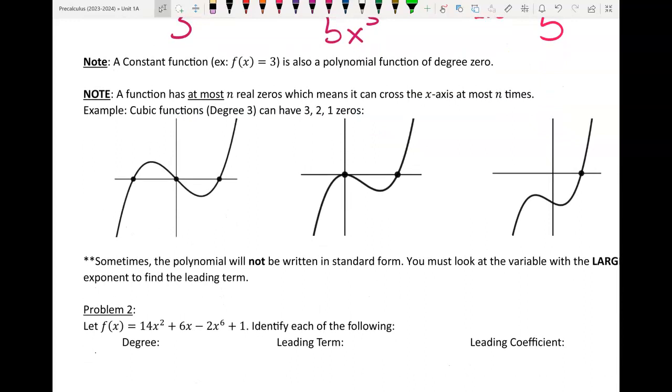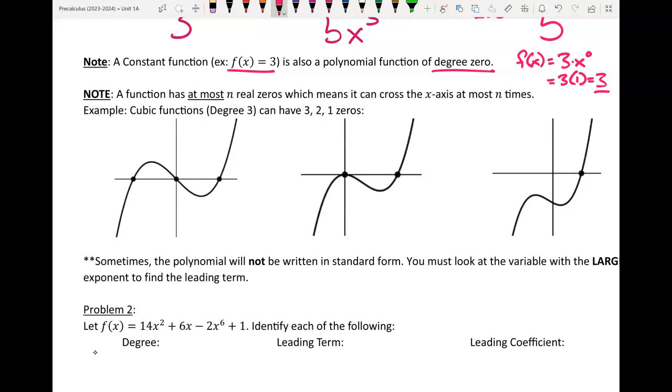It's important to note that a constant function like f of x equals 3 is also a polynomial function of degree 0, because if we think about it, that would be f of x equals 3 times x to the 0 power. But what is anything to the 0 power? Well, just 1, so that is equal to 3. So whenever you just have a plain old number, that is also a polynomial of degree 0.